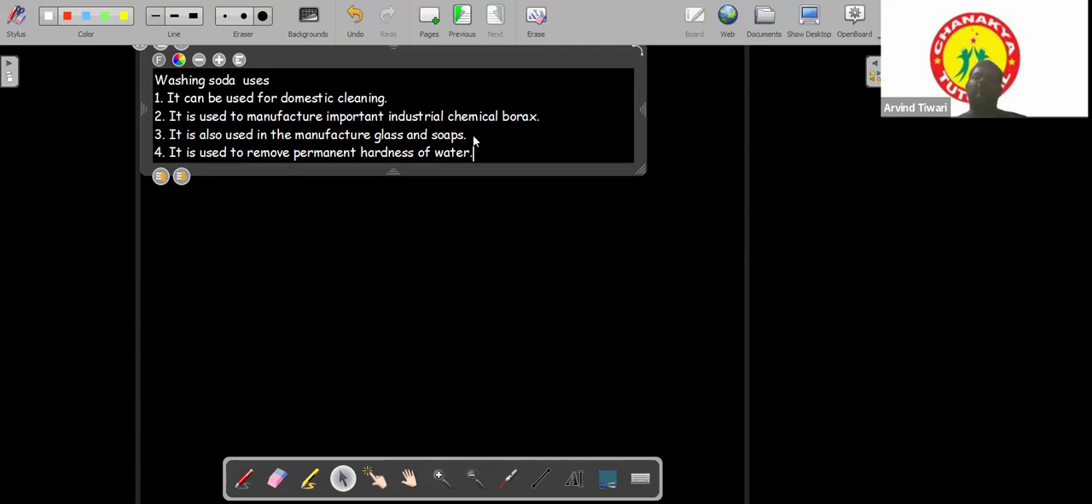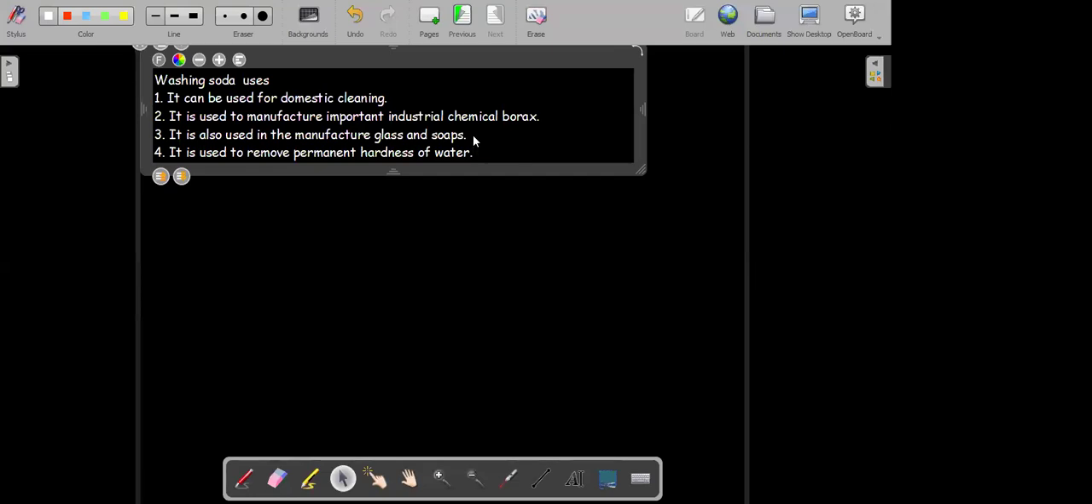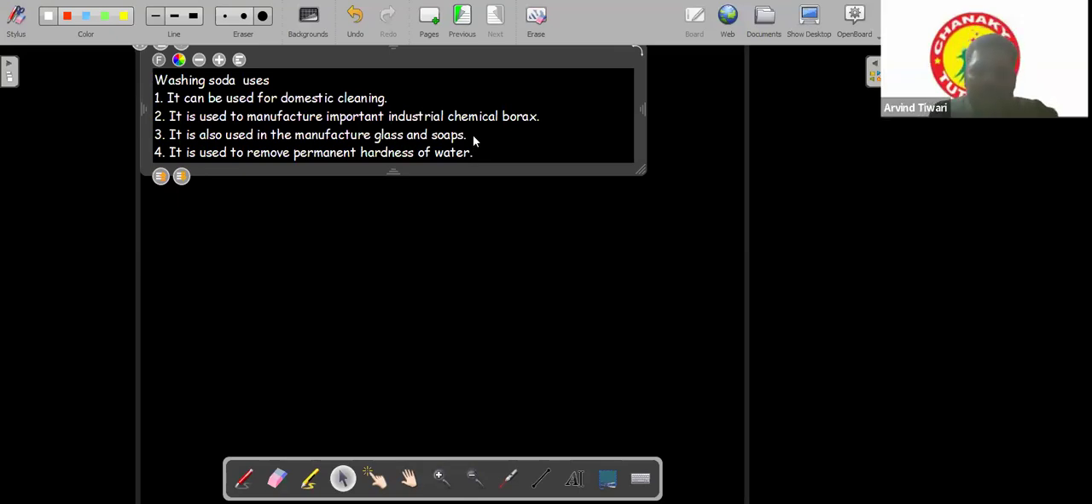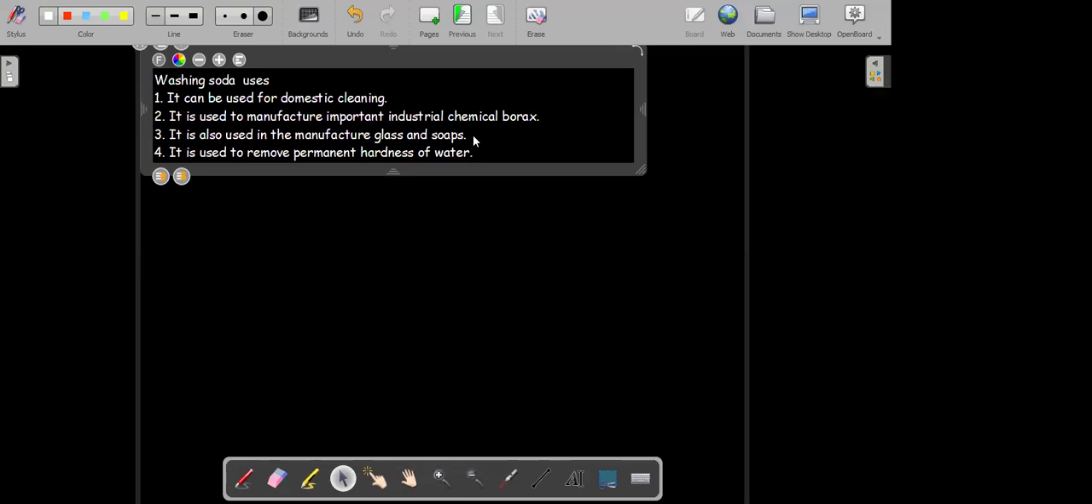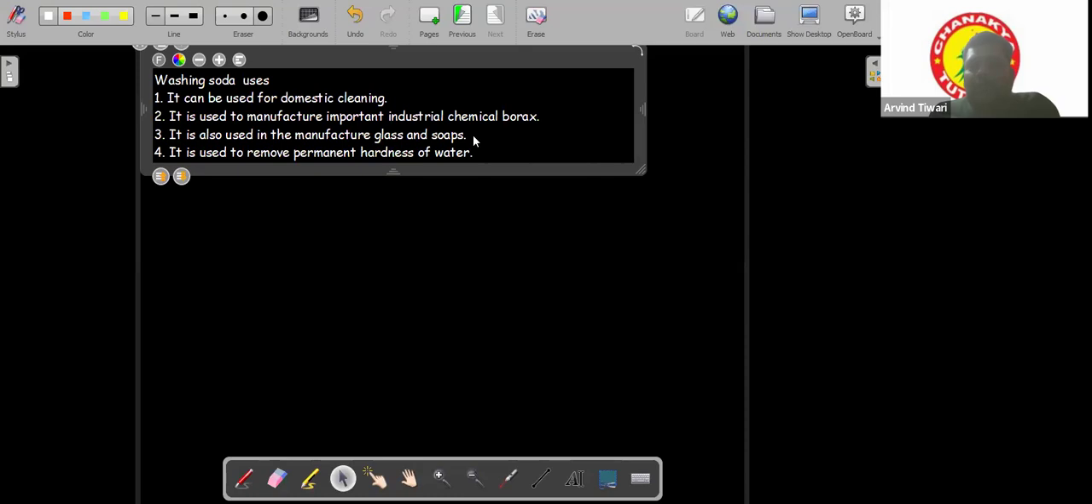Okay, what do you mean by hard water? Has anyone heard about hard water and soft water? Sir, it is related to something like brine solution, or salt solution. See, hard water is a water which has a number of salts dissolved in it. The water which has a number of salts dissolved in it is called hard water.